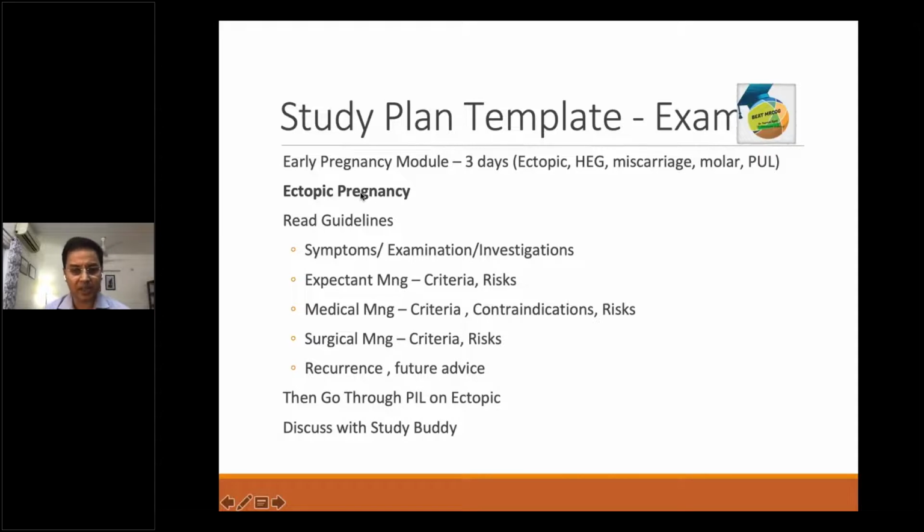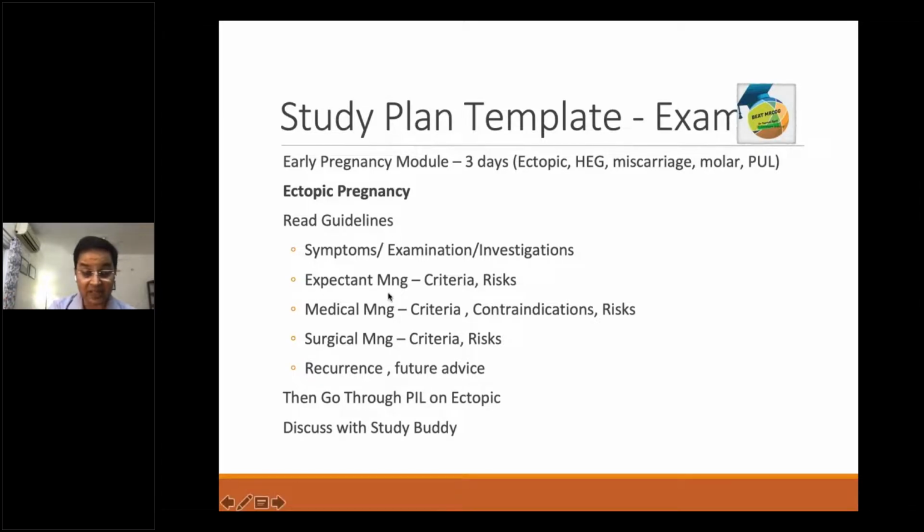This is a study plan template. If you are going to prepare one module, how to prepare. So for example, let's take the early pregnancy module. It will take about 3 days. There are fewer topics. So let's say ectopic pregnancy. First, read the guidelines. Lay stress on symptoms, examination, investigation.